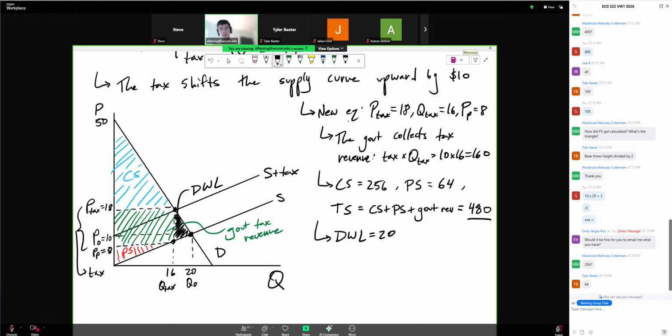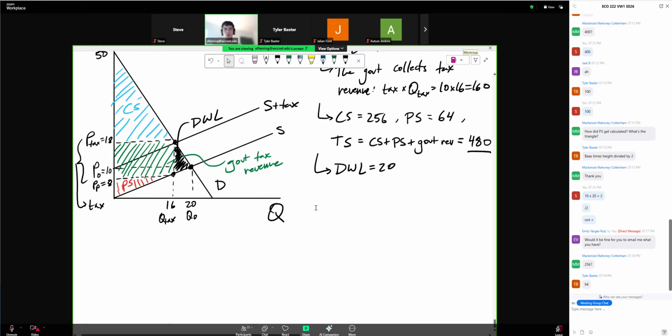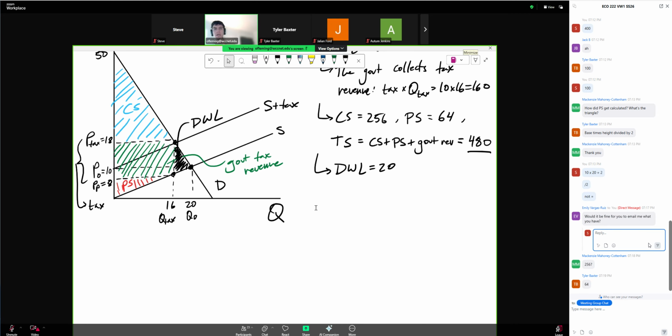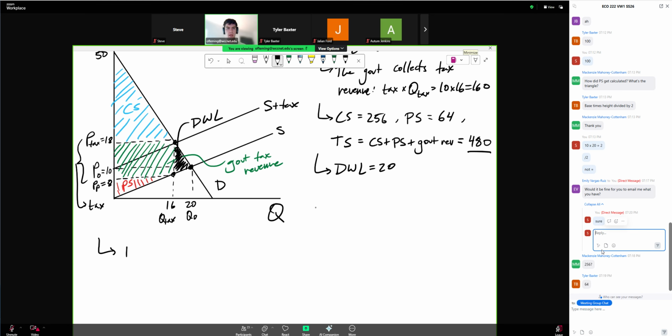So you can actually see if you look at that triangle, the base is 4, the height is 10, 4 times 10 is 40, divided by 2 is 20. Okay. So what about the burden? Well, you can see what's going to happen here, right? The consumer price went up by $8, where the producer price only fell by $2. So consumers ended up eating a ton of this tax.